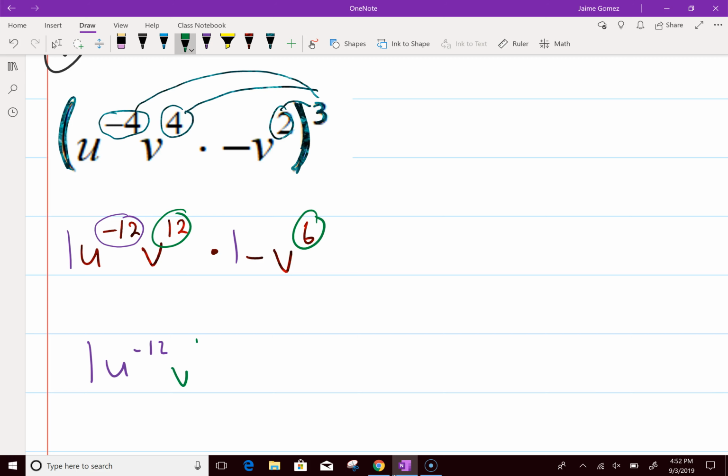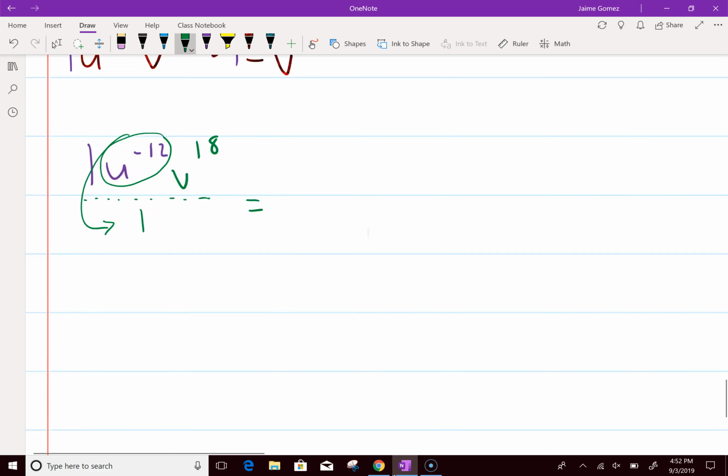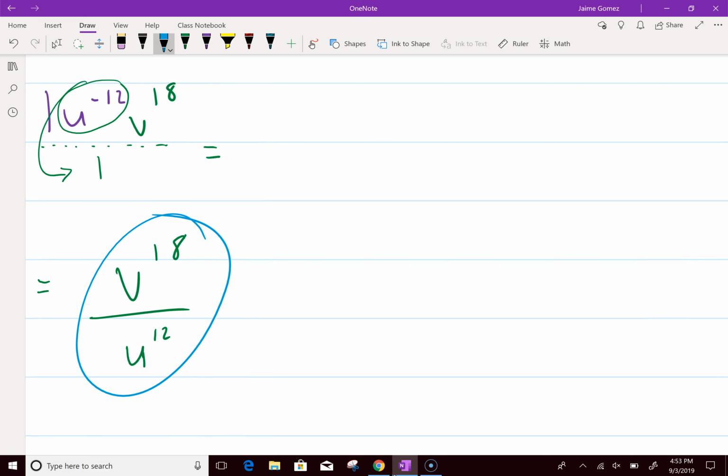So this becomes v18. Now, can we have a negative exponent? No. So then you have to make a fraction, and you kick all this to the bottom, remember? So then this equals v18 stays on top, and now the u12 goes to the bottom. And then there would be 1s here, but we don't have to write the 1s. And then we're done.